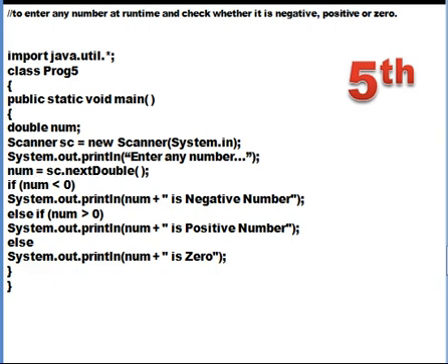Checking the condition, if num is less than 0, that means the value entered by the user is less than 0, then I am displaying that the number is negative. If otherwise num is greater than 0, then it is a positive number, and if none of the condition is true, that means the number itself is 0. I hope you have understood the logic. If the number is less than 0, it is negative. If it is greater than 0, it is positive, and if none of the condition is true, obviously it is 0. Let us see the output of it.